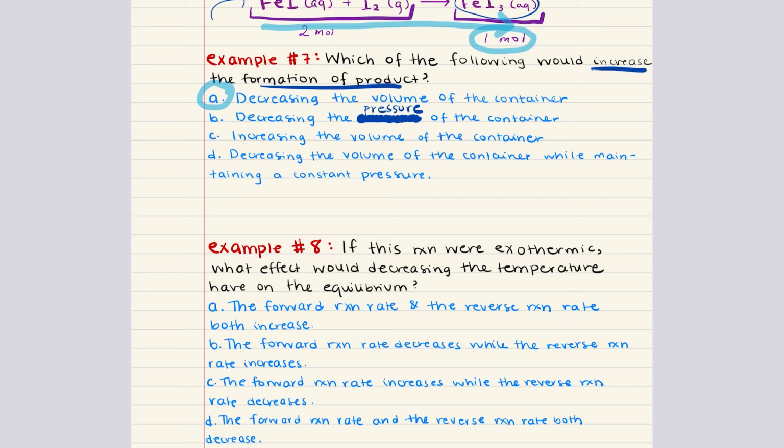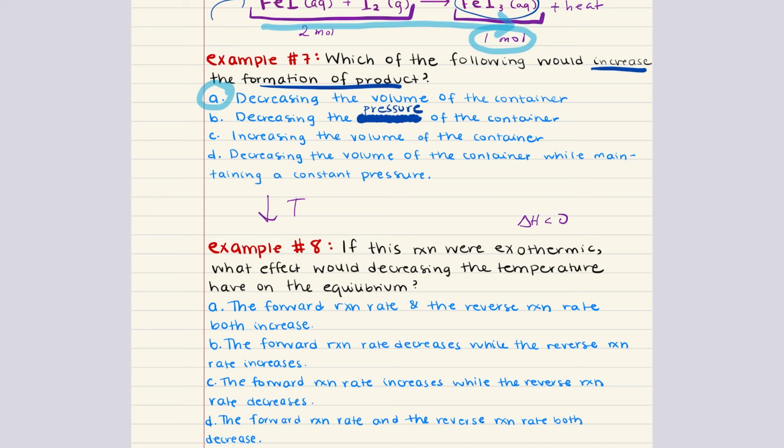8 says if the reaction were exothermic, remember that exothermic means that delta H is less than 0 and heat can be considered part of the products. What effect would decreasing the temperature have on the equilibrium? A says that the forward and the reverse reaction rate both increase. B says that the forward reaction rate decreases while the reverse reaction rate increases. C says that the forward reaction rate increases while the reverse reaction rate decreases. And D says that both forward and reverse reaction rate decrease.